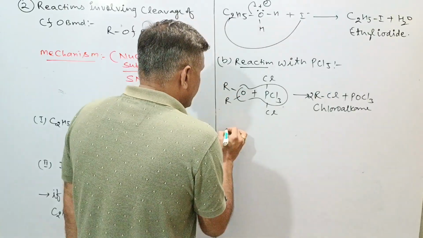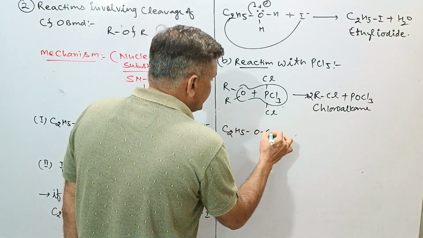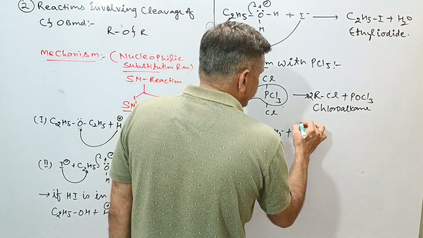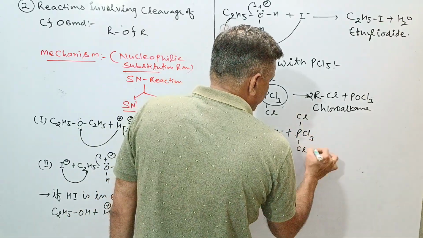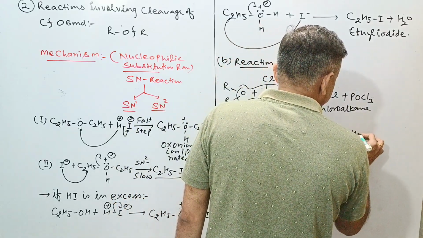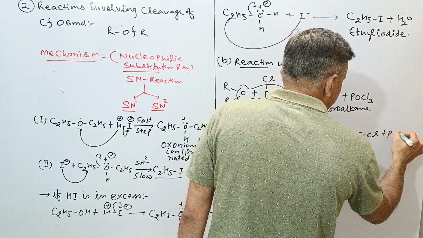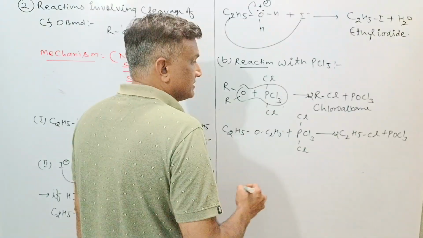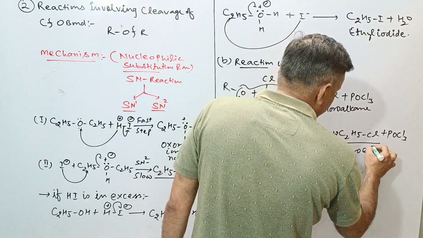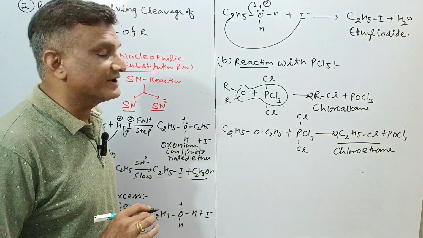Chloroalkane. Suppose there is C2H5OC2H5, then here is PCl5. Here will be formation of 2 molecules of C2H5Cl, plus POCl3. This is the chloroethane or ethyl chloride. This was about the second reaction.